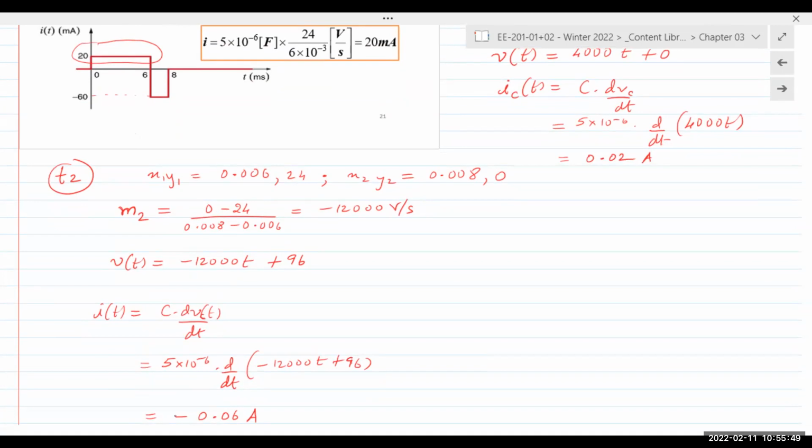Okay, questions? Any questions at all? Yes. Which values? Capacitor values, component values?